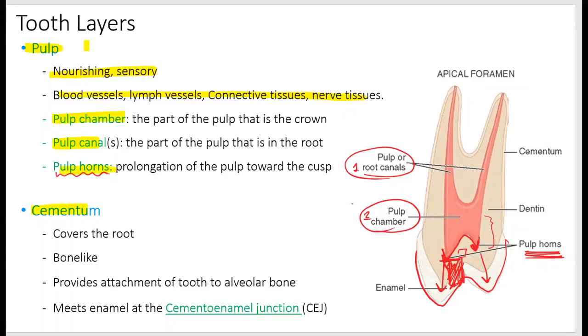Anyway, cementum, we know that it covers the root. It is bone-like as well as the dentin, and it's the main thing that provides the attachment to the alveolar bone through the periodontal ligaments. And that area where the dentin, the cementum and the enamel meet is called the cemento-enamel junction, or CEJ. That is the area that is here, and technically this is the cervical line. We call it the cervical line. You'll see it more in the other slides.